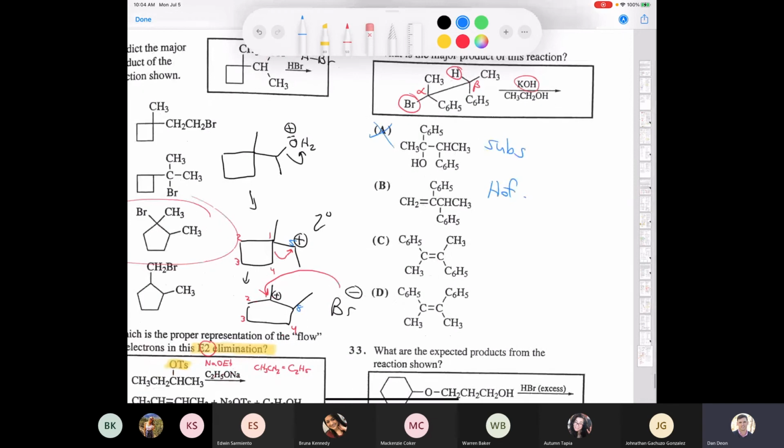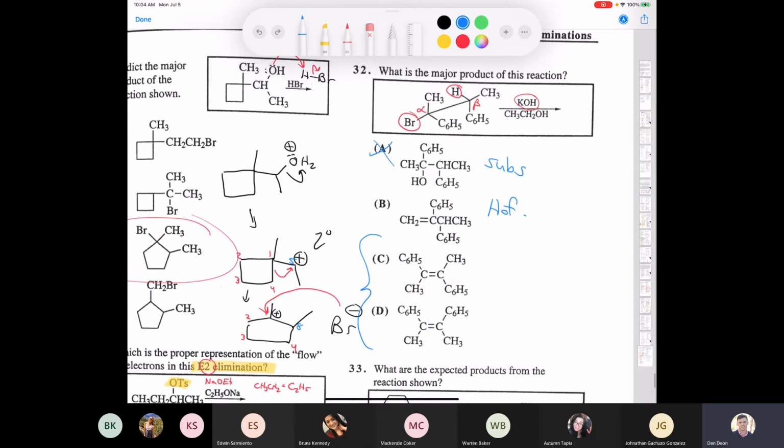And then if we look at C and D, they're both Zaitsev alkenes, aren't they? Right? What's the difference? They're cis and trans. This one is trans and this one is cis. So we have to draw this out because this reaction is stereospecific.